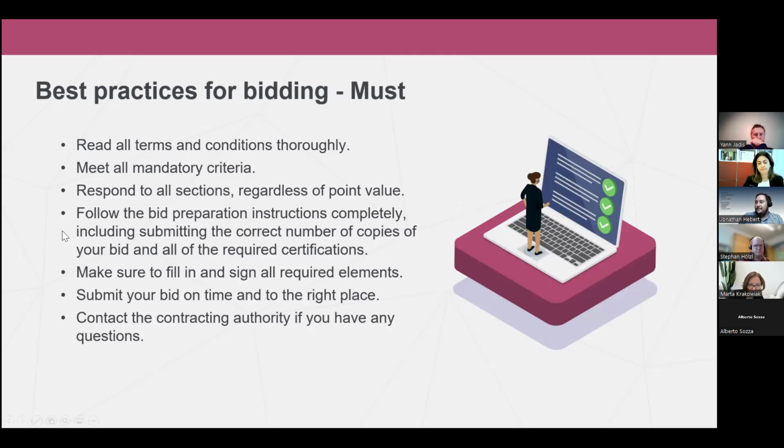Again, this is all stuff we've gone over already, but we just really drive it home because it is important, as Jan mentioned, to read everything carefully, meet all the mandatory criteria, respond to all sections regardless of the point value. So that is a good point here. Sometimes people will focus more on one section or the other because more points are awarded to a certain section, but you saw in my evaluation criteria that you have to meet the threshold in every section. So putting your focus on one versus another doesn't necessarily get you anywhere if you're not responsive in one category.